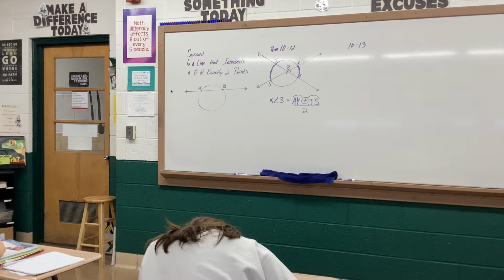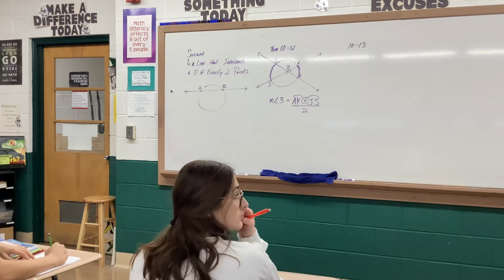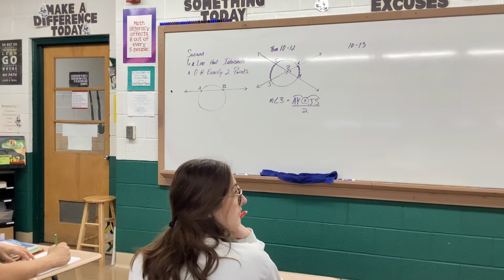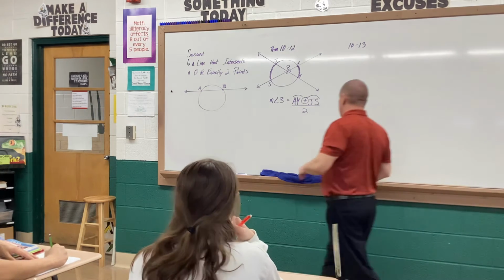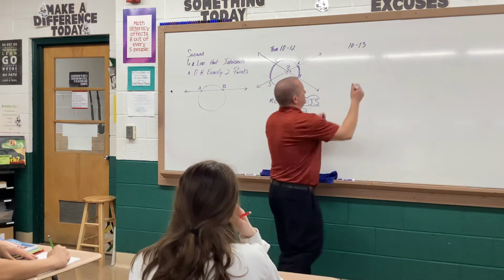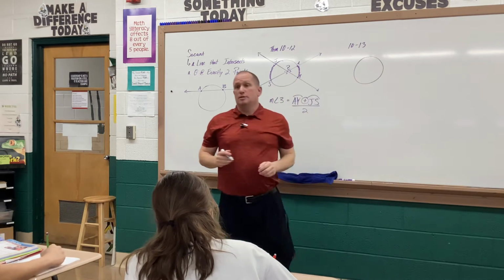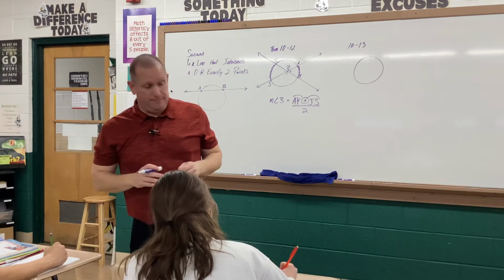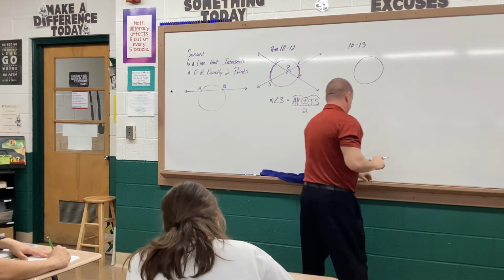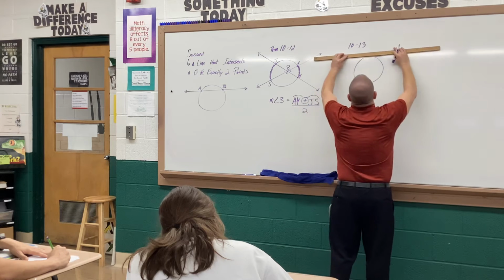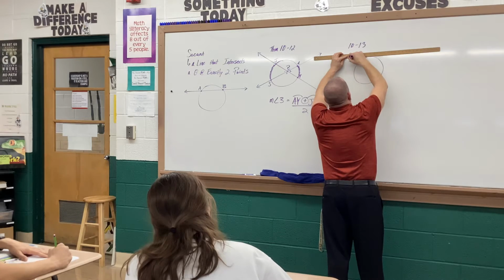If a secant and a tangent intersect at the point of tangency, then the measure of each angle formed is 1/2 the measure of the intercepted arc. Right? What are we talking about here? No clue, right? So, here we go. Draw a circle. Now try to draw a tangent to this circle. What's a tangent mean again? It touches at one point. Okay. So I'm going to try to draw this tangent right here.